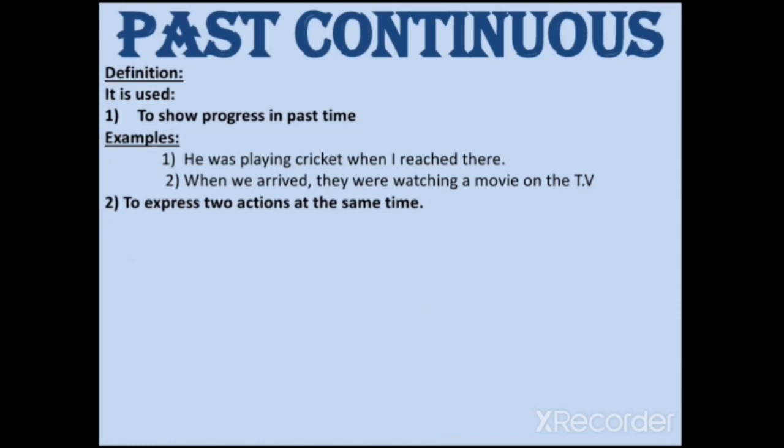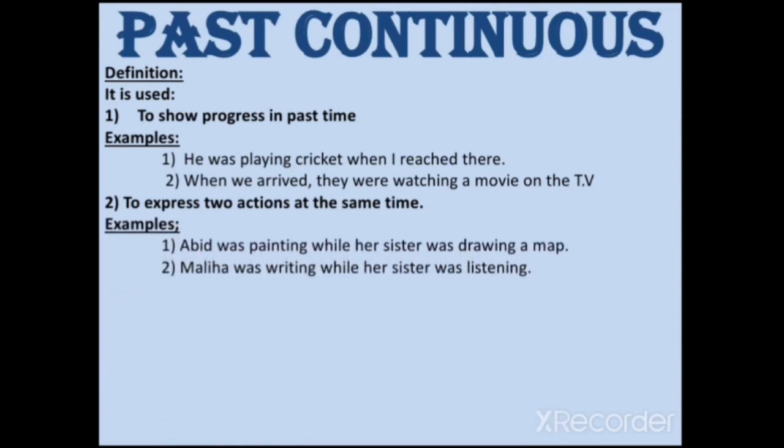So here comes the second use of past continuous. When two actions go parallel in the past, for both of the two actions which went on in the past parallel, there we use past continuous. For example, Abid was painting while her sister was drawing a map. So in this you see, students, two actions going parallel. For those two actions we use past continuous. Maliha was writing while her sister was listening. So you see here two sentences going parallel: Maliha was writing and her sister was listening.